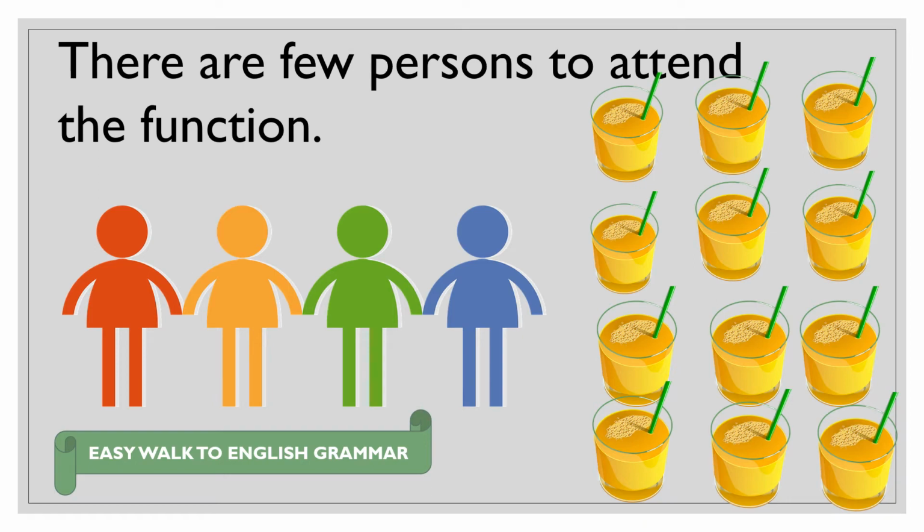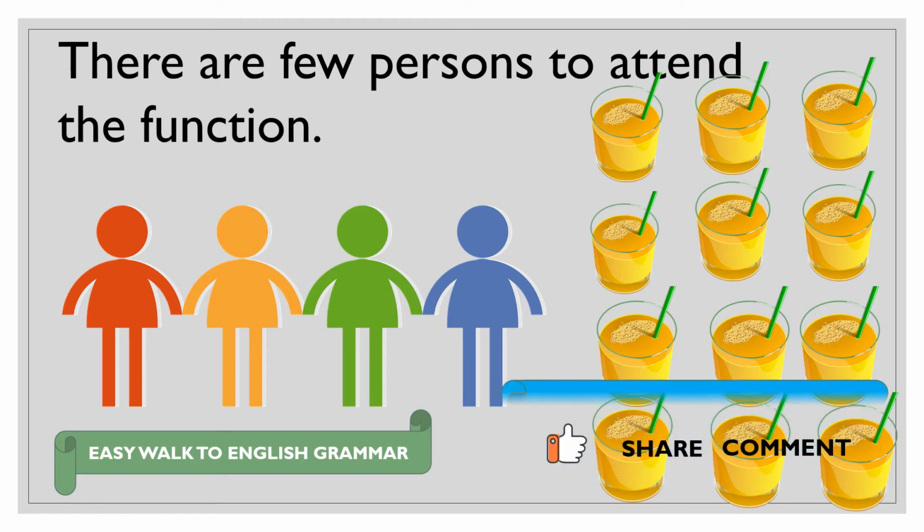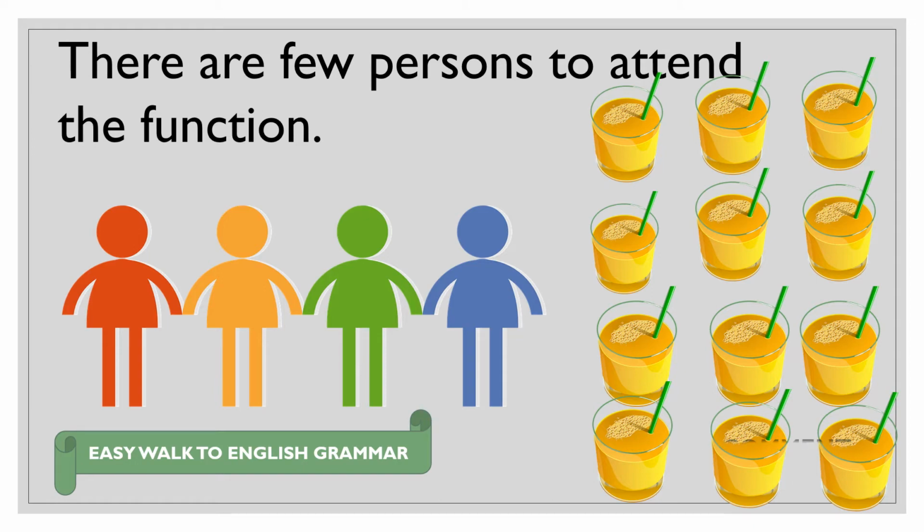Then we can say that there are few persons to attend the function. We expected up to 12 or more than 12, but only four people arrived. Those four people were not enough to fill the quorum of the party or the function. The meaning of the quantifier few is not up to the mark, not up to the expectation. It has a negative sense.